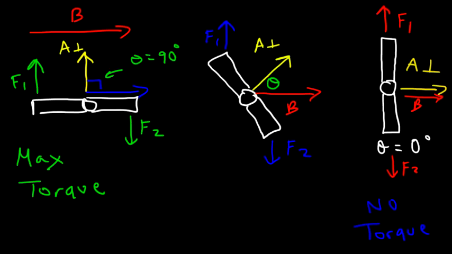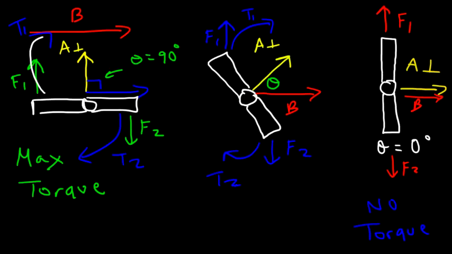If we look at the first picture on the left, F1 will create a torque that will cause it to rotate in the clockwise direction, and F2 will also create a torque that will cause the system to rotate in the clockwise direction. Now, once it rotates, it's going to move towards picture 2. It's going to look like this. And as you can see, F1 will still create a torque that will cause the system to rotate clockwise. And the same is true for F2.